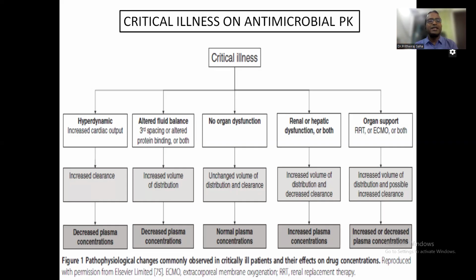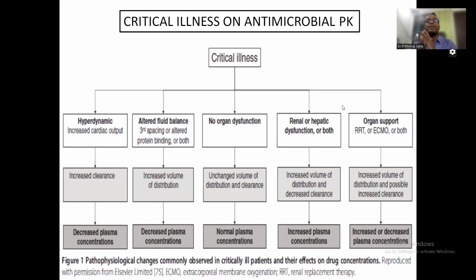Then the altered fluid balance: there is a third spacing. Basically, hydrophilic drugs love to stay within the central compartment, or the blood vessels. As the vessels leak in septic shock, there is a third spacing, so the drug goes out of the vessels. So the concentration of the drug decreases in the blood, and whatever amount of the drug reaches the target organ decreases. So there is an increased volume of distribution, so the plasma concentration decreases. In the middle, if there is nothing like that, there is the normal plasma concentration.